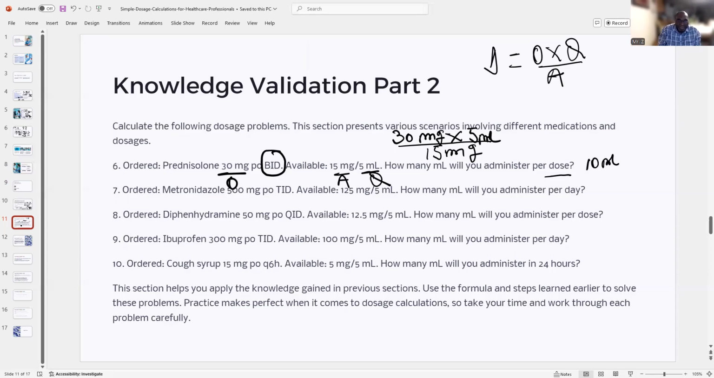All right, let's look at number 7. Number 7, we got 500 milligram. We got 125, we got 5. But remember, we are looking per day. So our answer at the end, you have to multiply by frequency of TID.